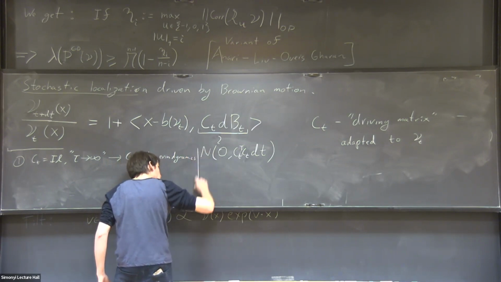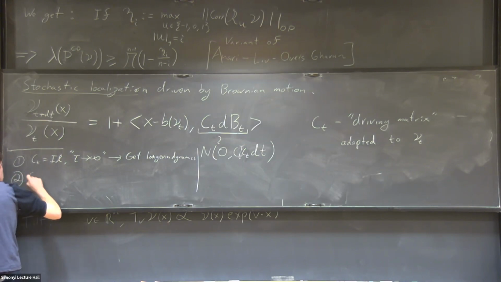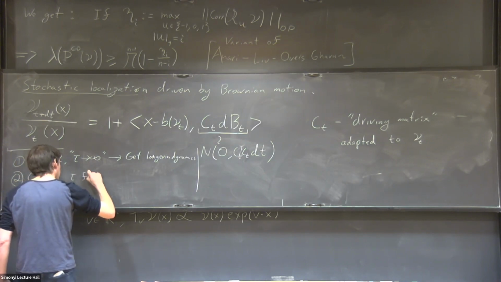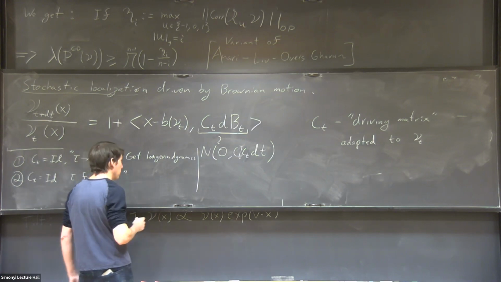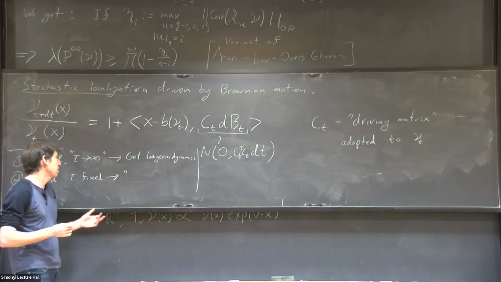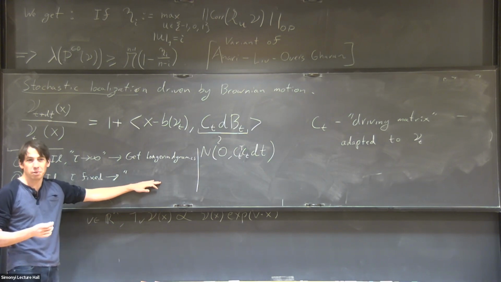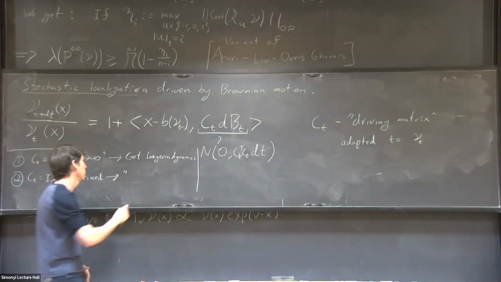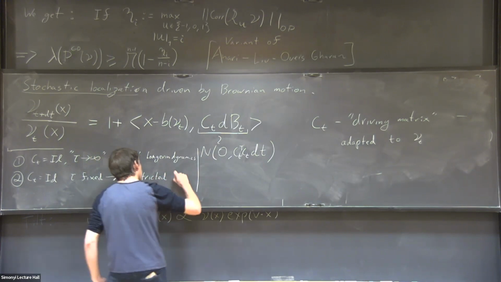I will tell you what this is after I tell you what happens for tau which does not go to infinity. So C_t identity and tau fixed, what you get is what the community now calls, and it's kind of nice because only 2 years ago this dynamics first appeared in the literature, and somehow it reappeared in our framework. What you get is the restricted Gaussian dynamics.